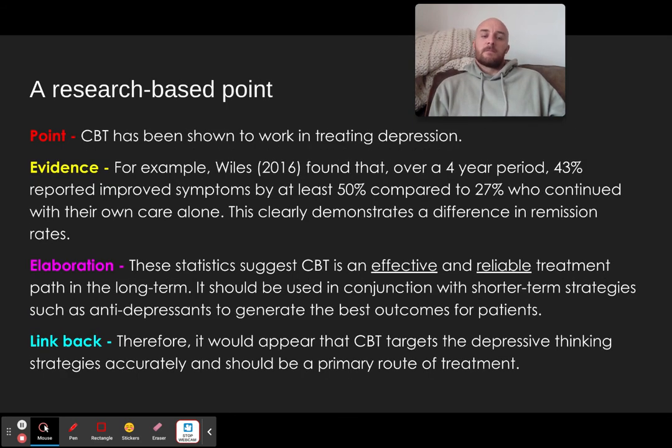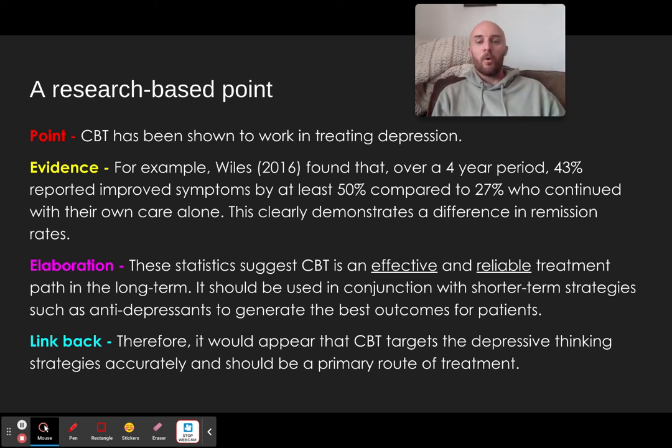A non-research based point, which for some reason I haven't actually animated, right? In this case, you can clearly see short sentence, CBT has been shown to work in treating depression. Boom, short and snappy. Where's my evidence? Wiles in 2016 found that over a 4-year period, 43% reported improved symptoms by at least 50%, compared to only 27% who continued the care without CBT, clearly demonstrating a difference in remission rates.